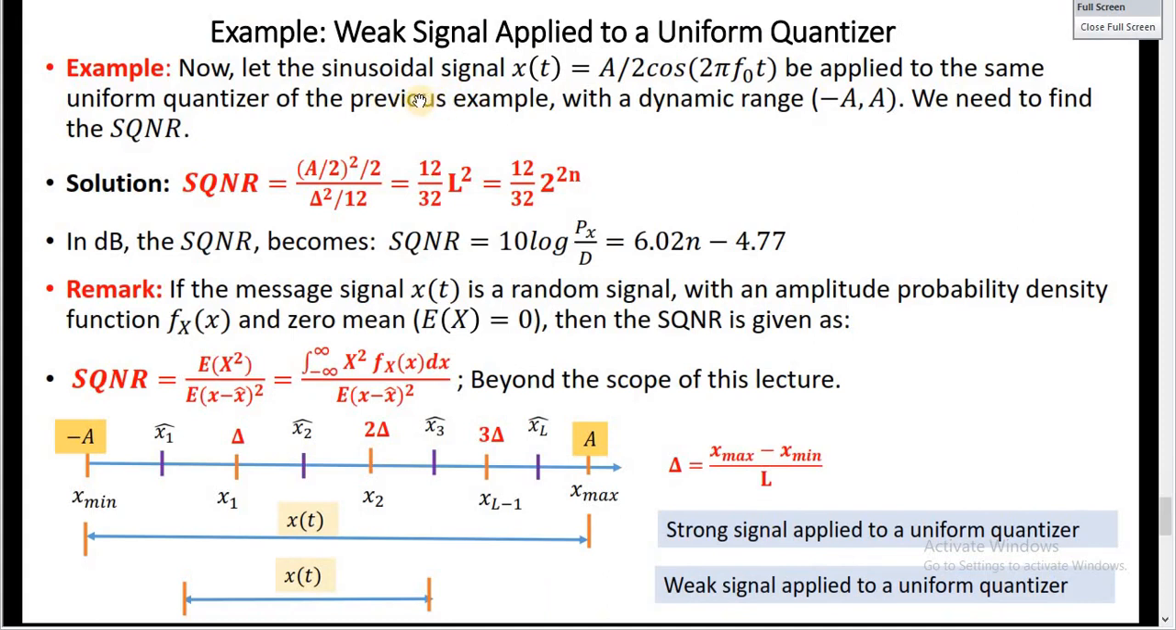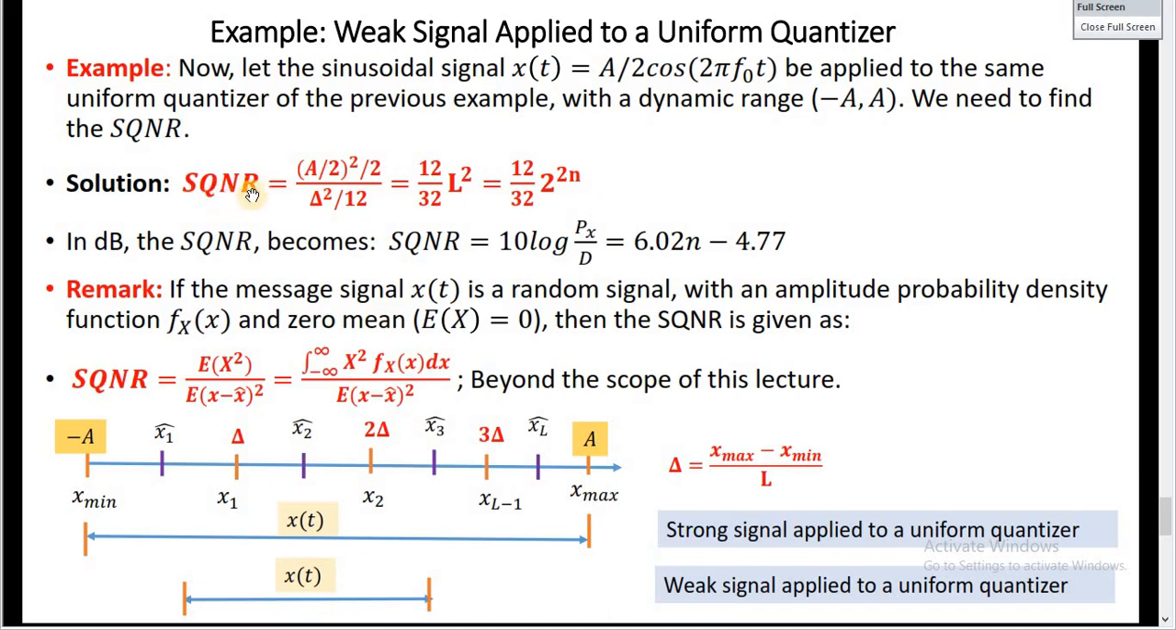We repeat the same example now for the same quantizer. However, we apply a weaker signal. Let the sinusoidal signal x of t equal A over 2 cosine 2 pi f0 t be applied to the same uniform quantizer of the previous example with a dynamic range of minus A to A. We need to find the signal to quantization noise ratio. Now this is the range of the quantizer between minus A and A, and in this case we're applying a weaker signal to the quantizer.